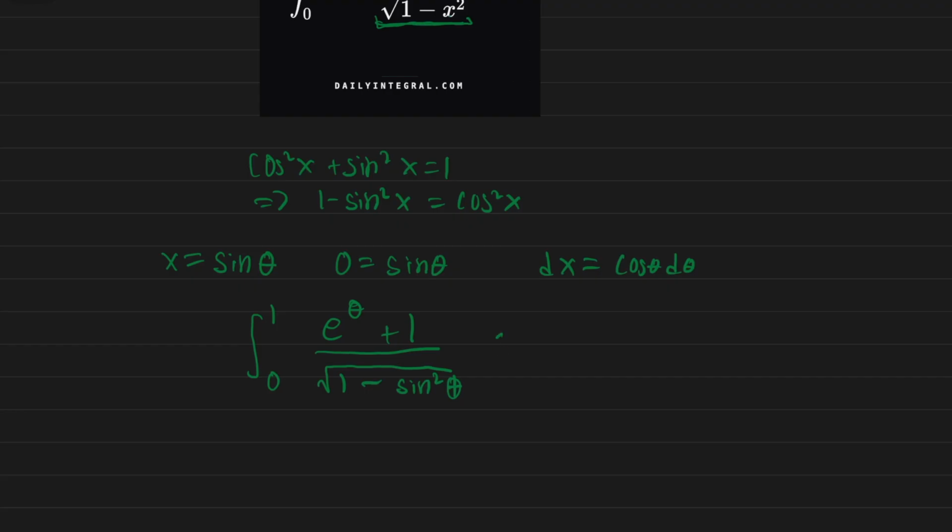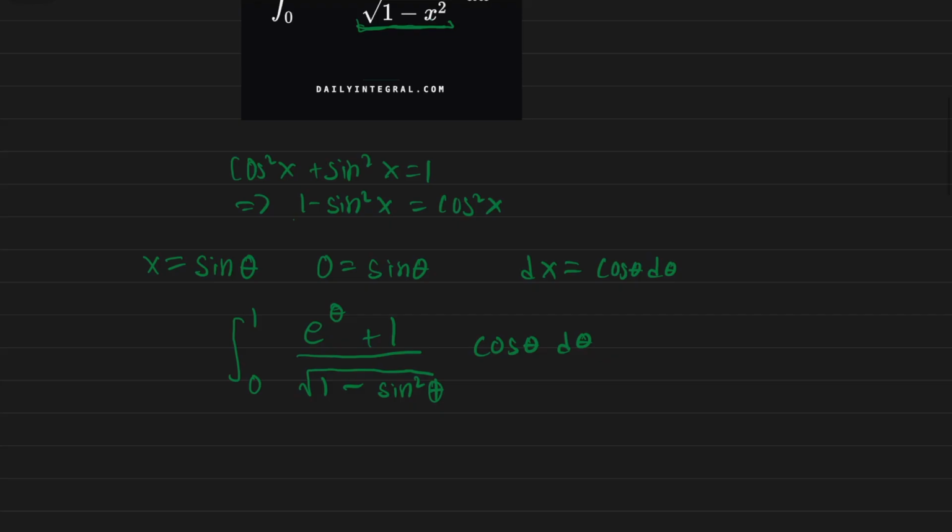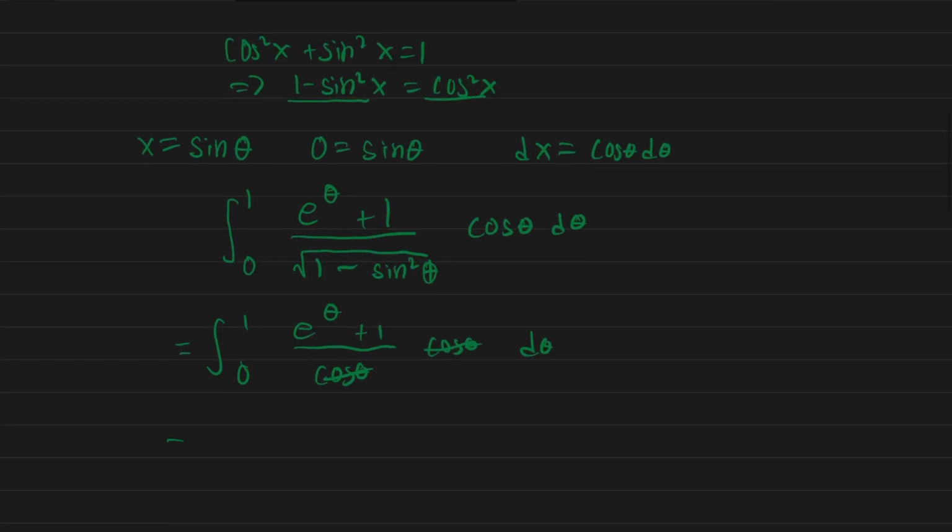We have cosine theta d theta. Well, from here we have 1 minus sine squared x equals cosine squared x. So we get e to the theta plus 1. Since we're taking the square root, cosine squared theta is going to become cosine theta, times cosine theta, d theta. The cosine thetas cancel out. And we get the integral from 0 to 1, e to the theta plus 1 d theta.